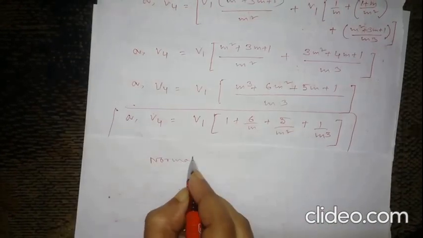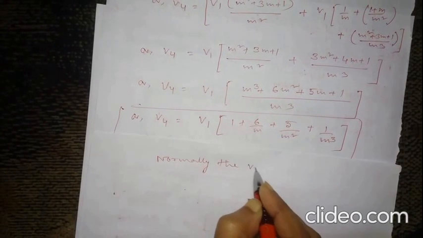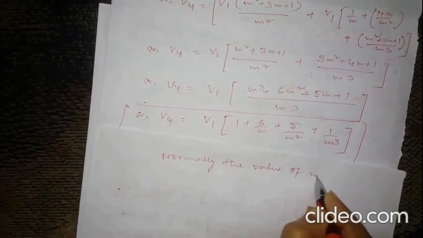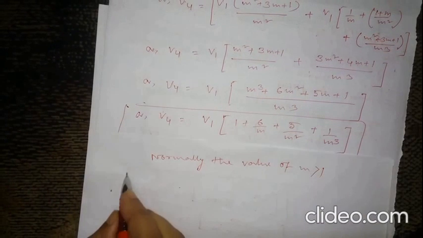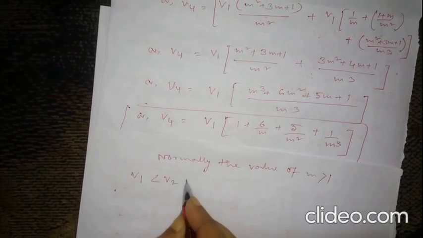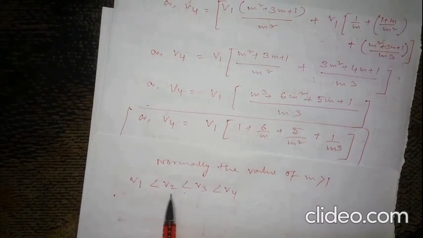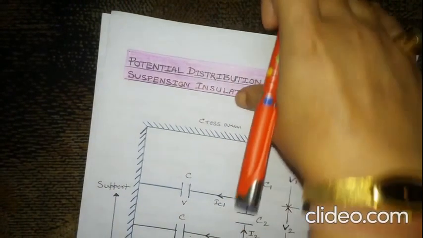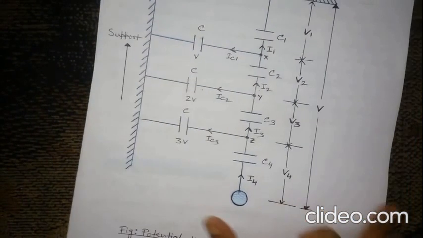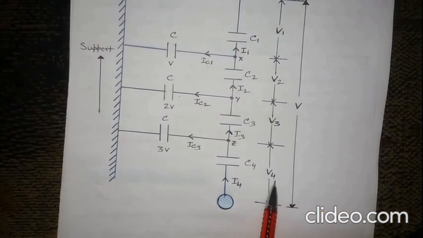Normally, the value of M is greater than 1. So you can write V1 less than V2 less than V3 less than V4. If you put any value of M in this equation, you get this one. That means the lowermost unit is the fully stretched. Come to this figure, that is V4, the lowermost unit, this is the fully stretched.